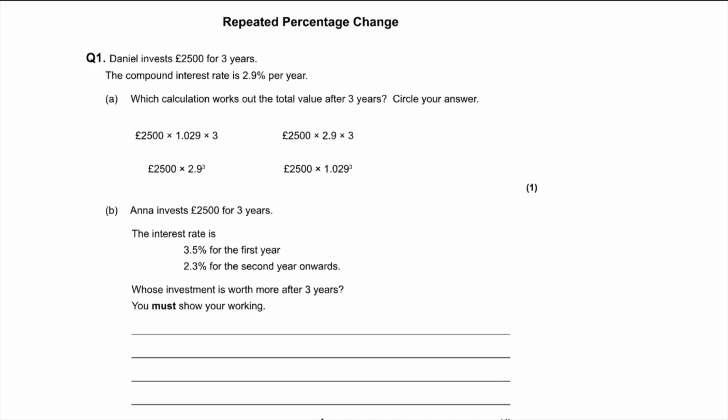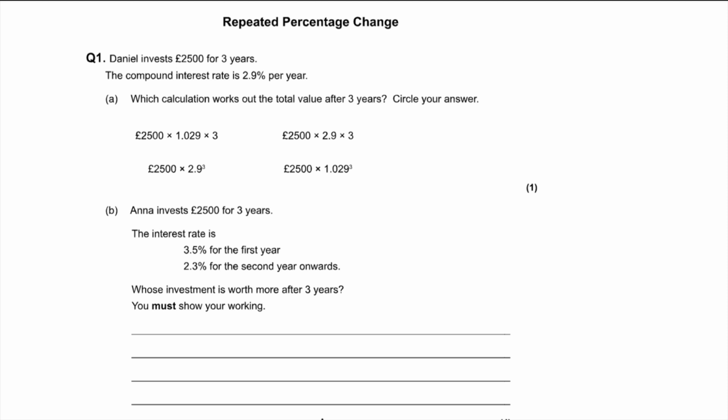Let's get into it. So first up on my top 10 topics, I've got repeated percentage change. Now often this means compound interest, but also it might be growth and decay questions applied to things in nature or other kind of financial situations. But this first one is about compound interest, isn't it? And it says, Daniel invests £2,500 for 3 years. The compound interest rate is 2.9% per year. Which calculation works out the total value after 3 years?